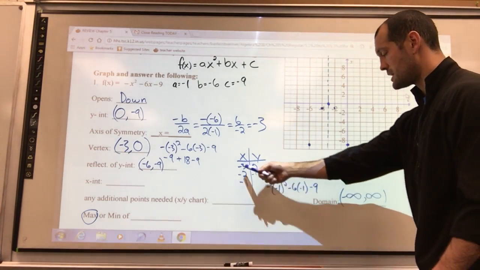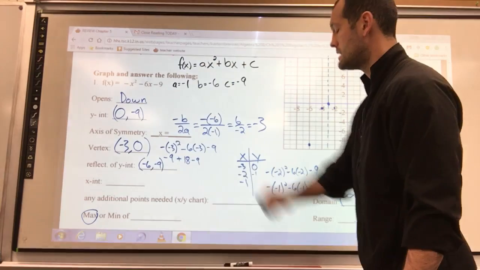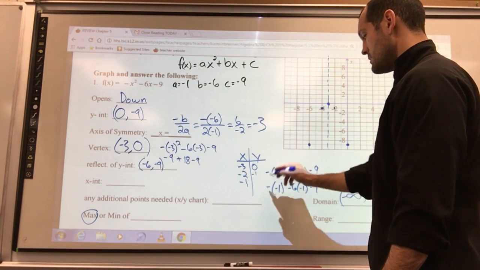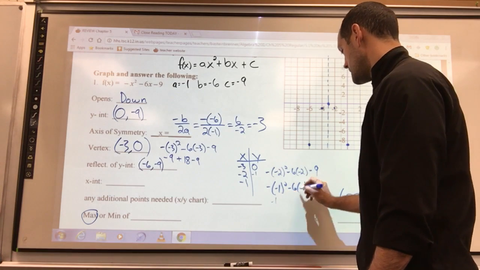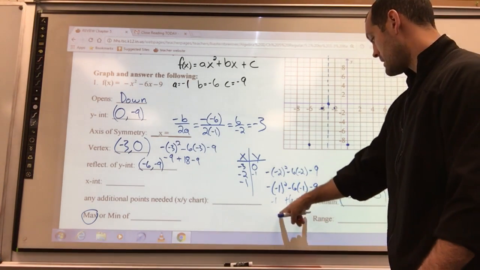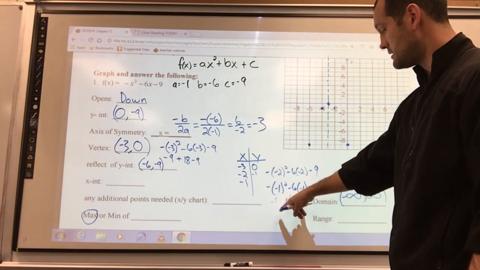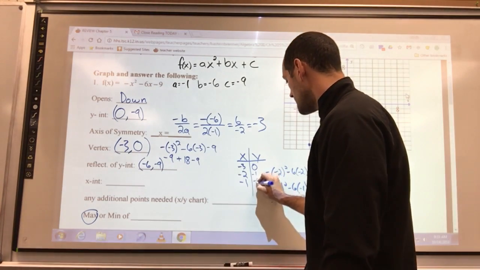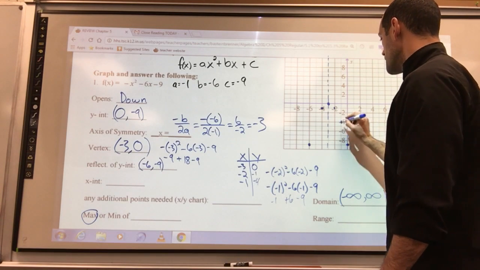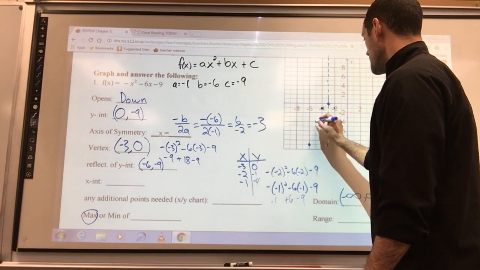Again, every time I pick an x value, it's plugging back in to the original. (-1) squared is 1. Throw the negative on it again. -1 plus 6 minus 9. My negatives give me a total of -10 plus 6 gives me -4. So I go to (-1, -4). I'm 2 to the right, so I go 2 to the left.